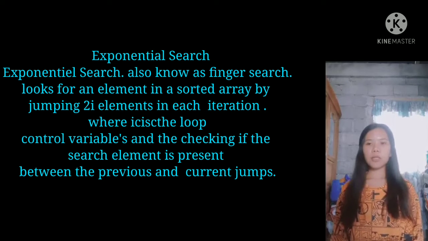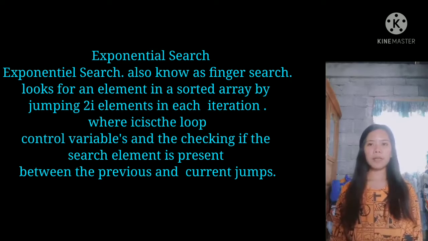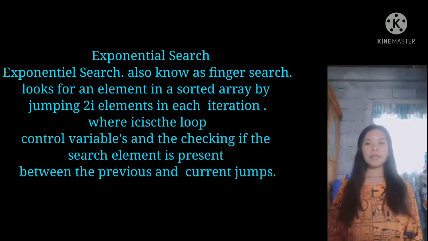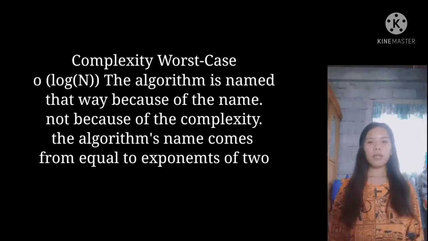Exponential search, also known as finger search, looks for an element in a sorted array by jumping 2^i elements in each iteration, where i is the loop control variable's value, and checking if the search element is present between the previous and current jumps. Complexity, worst case: O(log n).